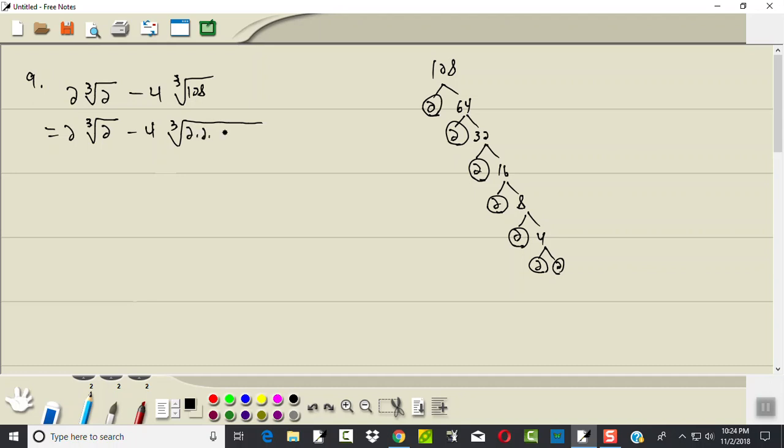Okay, so 7 2's. 5, 6, 7. Now our index is 3, which means we're looking for a set of 3 of something. Here's 3 2's. They're going to come out as a single 2. Let me actually write that out.